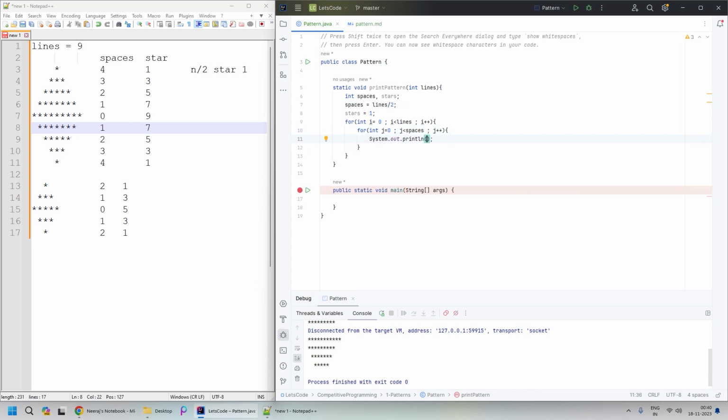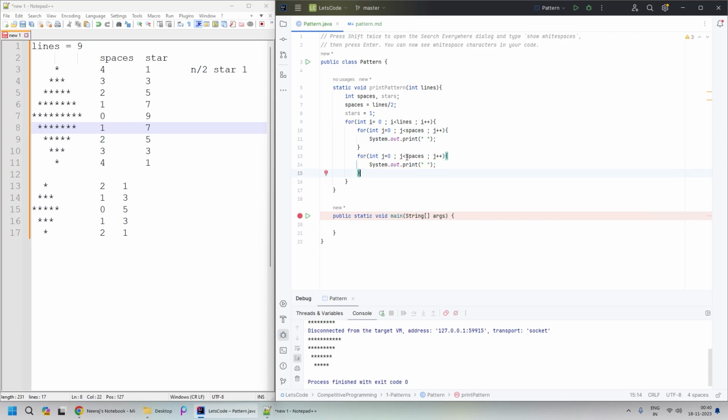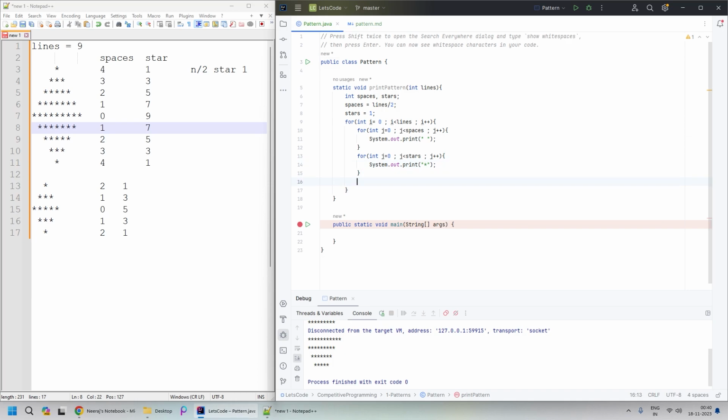Let's print space. We need to remove the ln, we don't need a new line every time. Again, let's copy this to print stars. So now we need to print stars, so let's change it to star. Then after printing a line, we need to switch on to the next line.